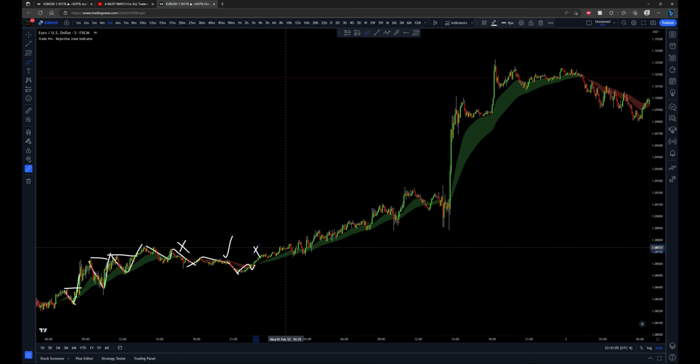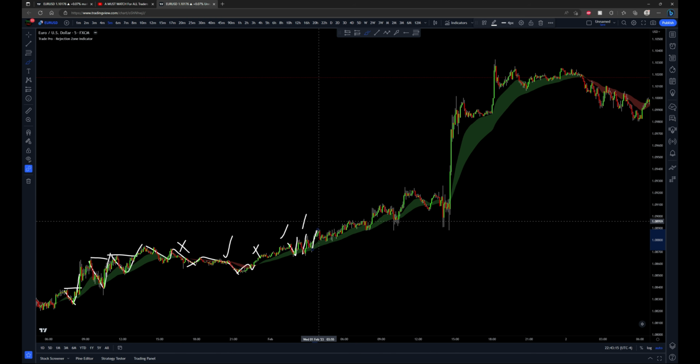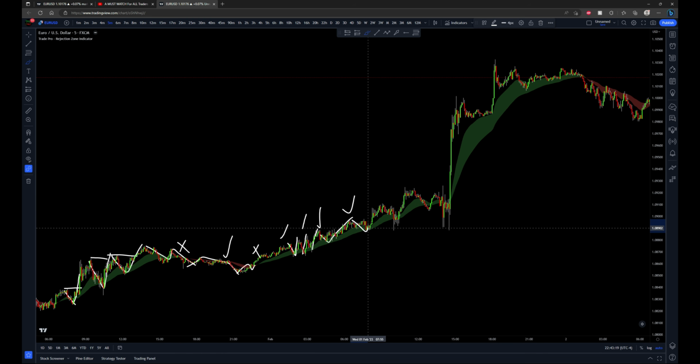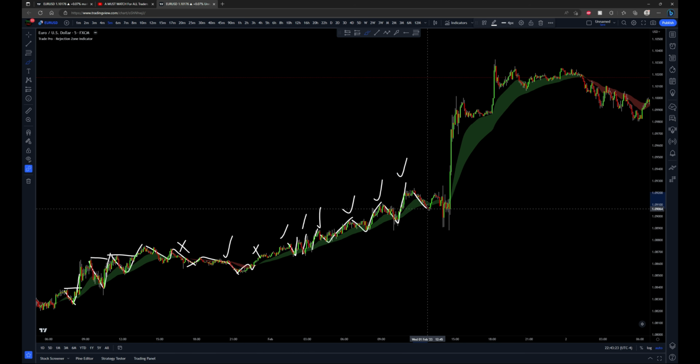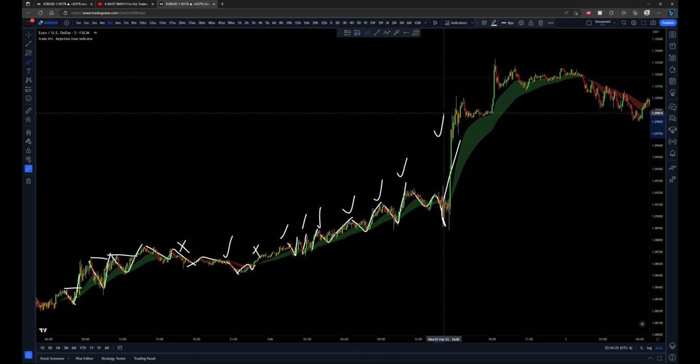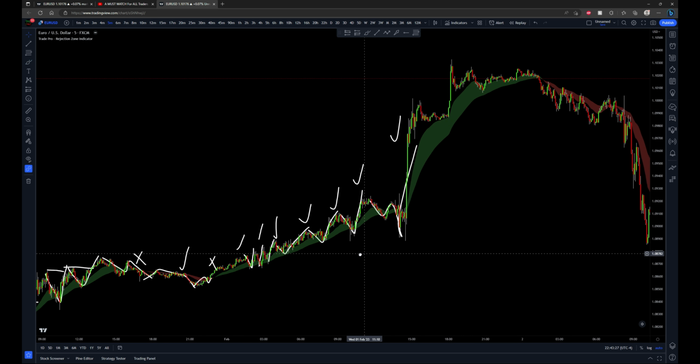The cloud flips green, pulls back into the cloud, continues to a higher high, success. Pullback, continuation for a higher high, another success. Another pullback into the cloud, continuation, higher high, success. Pullback, continuation, success. Pullback, continuation, success. Pullback, continuation, success. Pullback, larger, continuation, success. A lot of success in a row here.